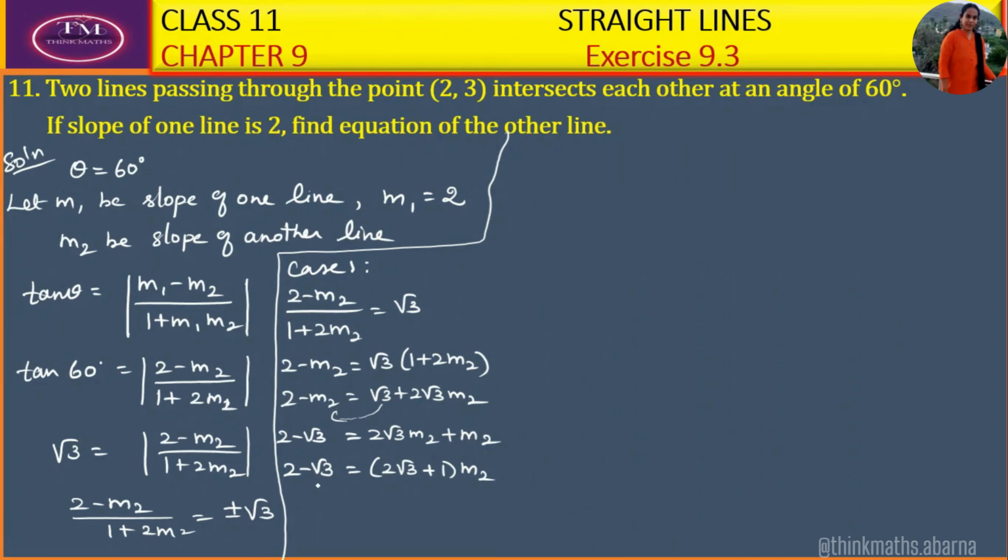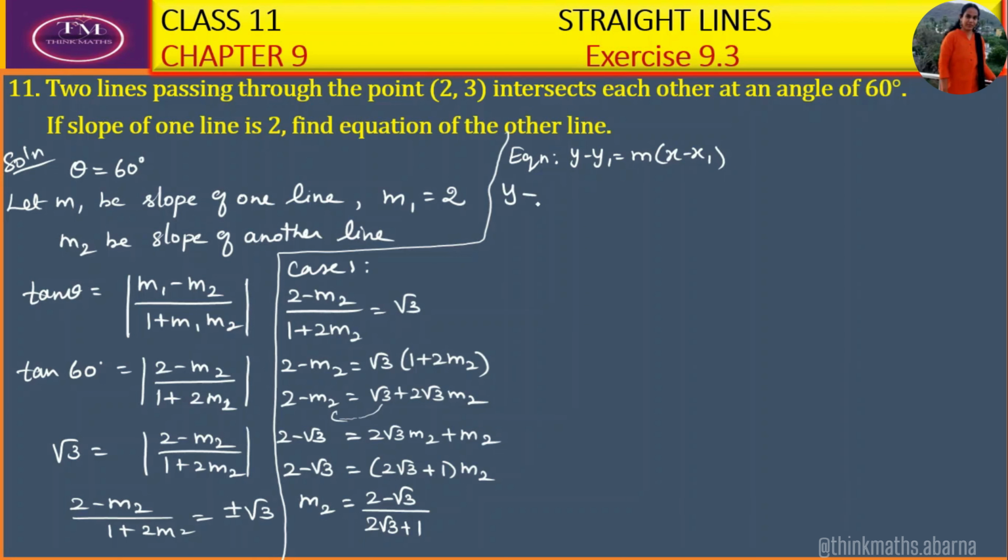So what is m2 now? So m2 is equal to 2 minus root 3 divided by 2 root 3 plus 1. So now we have the slope of another line. Okay. So if we have the slope of another line, this line passes through the point 2 comma 3. Then we can find out the equation of the line with slope point form. Okay. So therefore, the equation is, what is the general format? It is y minus y1 equal to m into x minus x1.